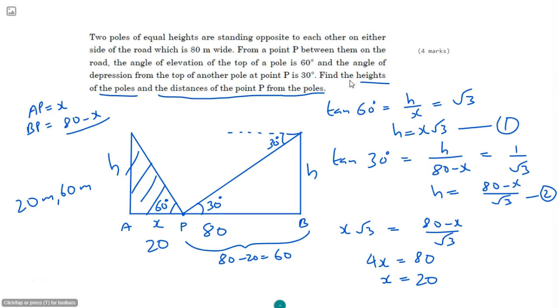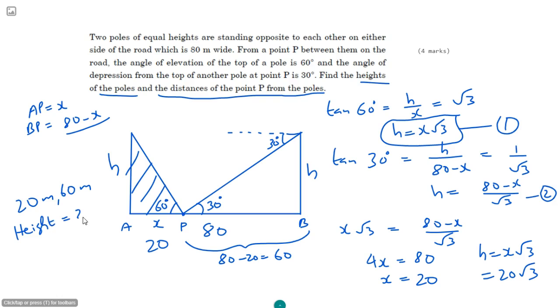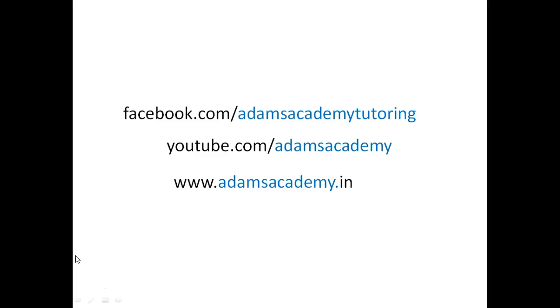Now we need to find the height of the poles. You can find that from this equation. The height of the poles is x root 3. H is equal to x root 3. That's 20 root 3. Since root 3 is not given in the question, it is enough if you write the height in terms of root 3. So the height of the poles is equal to 20 root 3 meters. And that's your answer.